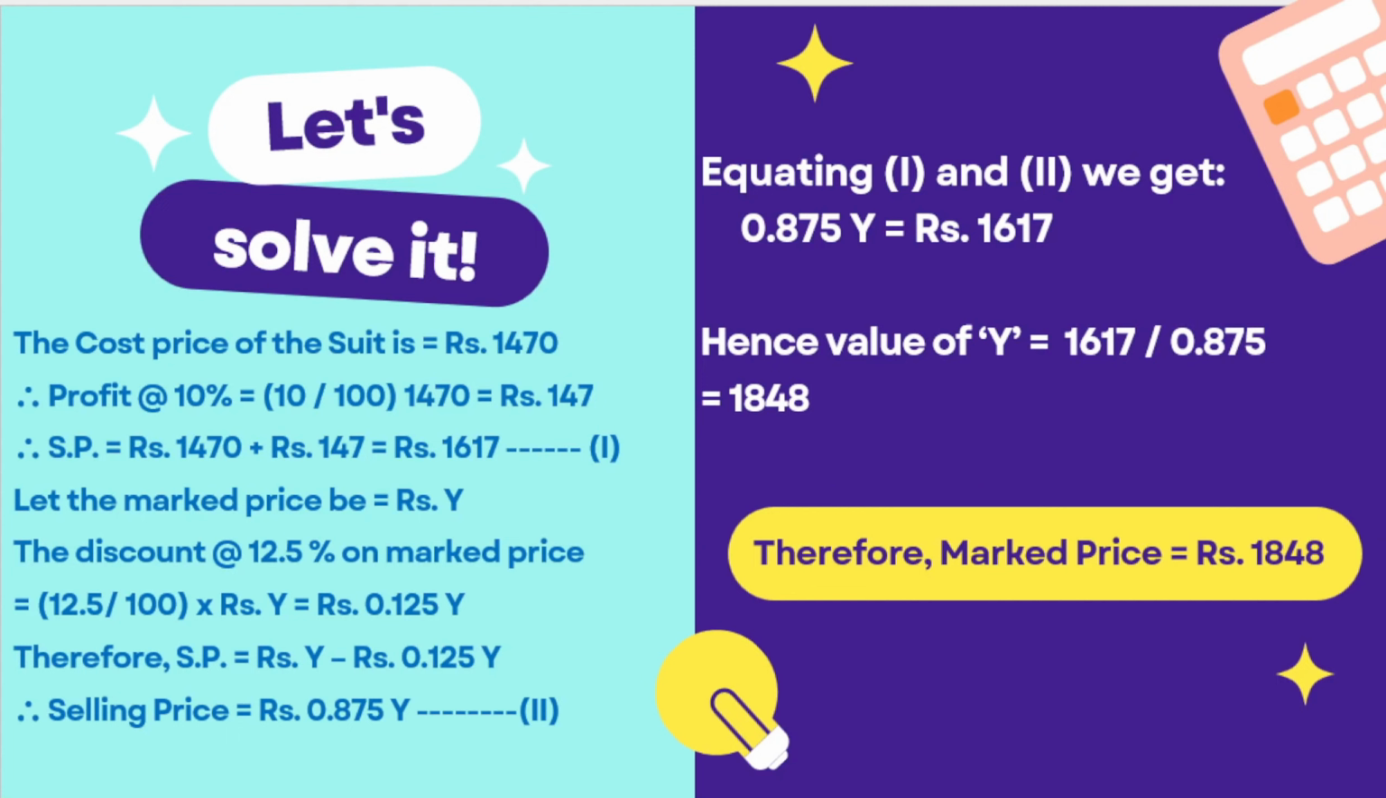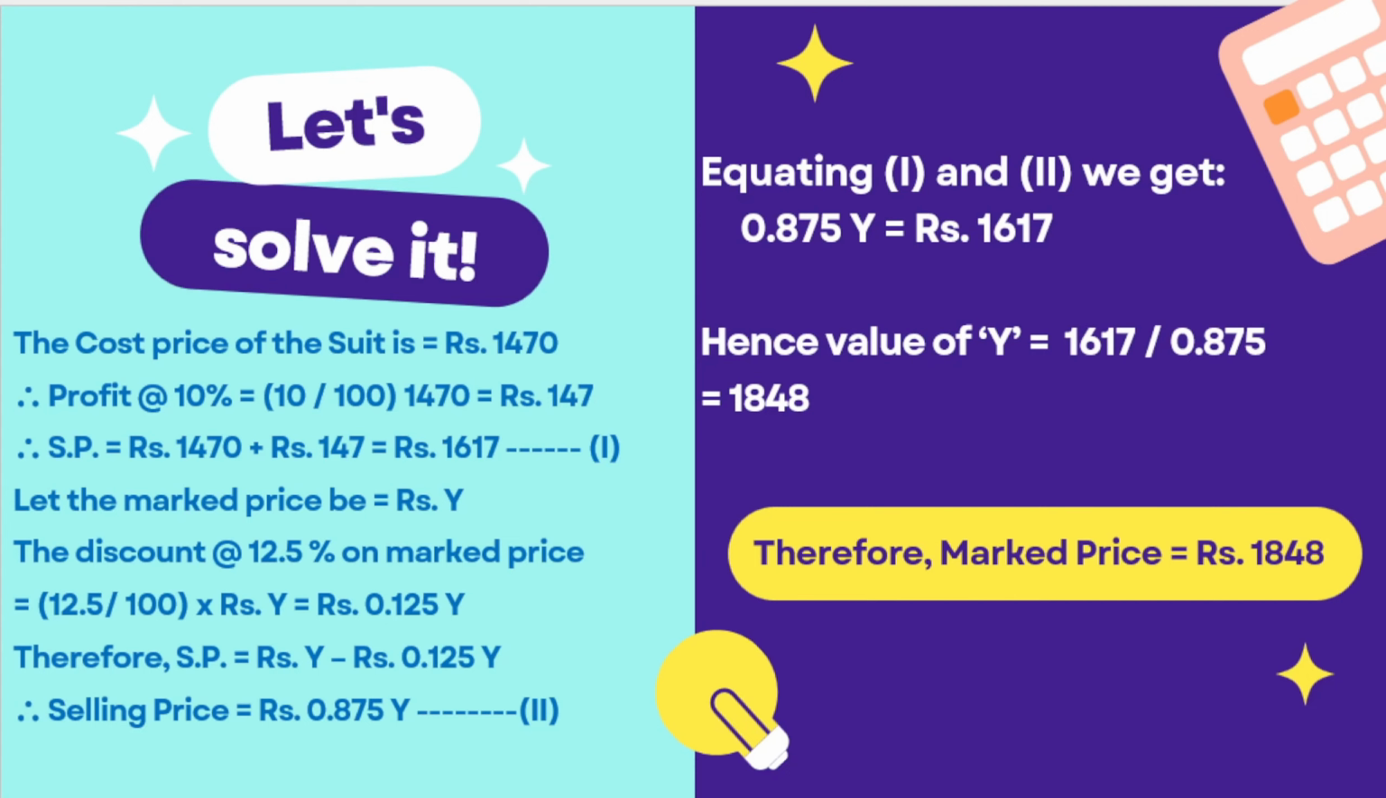Solution to example 19. The cost price of the suit is equal to Rs 1,470. Therefore, profit at the rate of 10% can be calculated as equal to 10 divided by 100 into cost price of 1,470, which comes to Rs 147. Therefore, selling price can be calculated as equal to cost price of Rs 1,470 plus profit of Rs 147, which comes to Rs 1,617. Let us call it equation number 1.